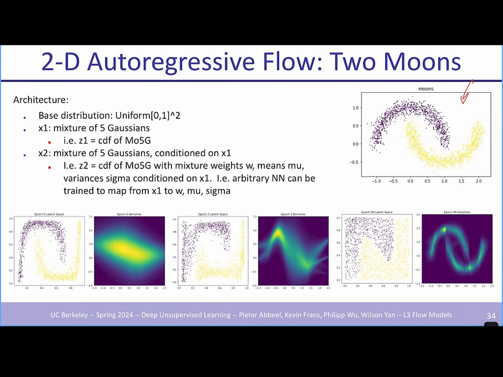We took a base distribution, which is uniform. So we're going to map onto uniform. We use a CDF that's a mixture of five Gaussians to go from X1 to Z1. So just one layer. We're not doing any stacking or anything, just X1 to Z1, mixture of five Gaussians CDF. Then X2 is also a mixture of five Gaussians going to Z2, but conditioned. So the parameters are conditioned on X1.